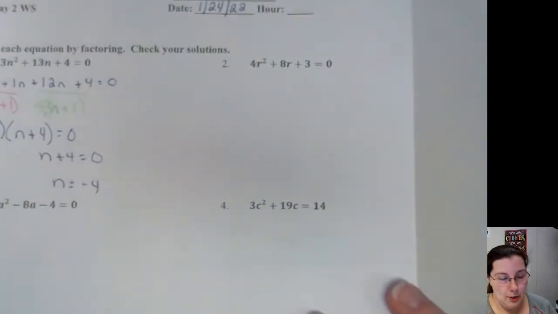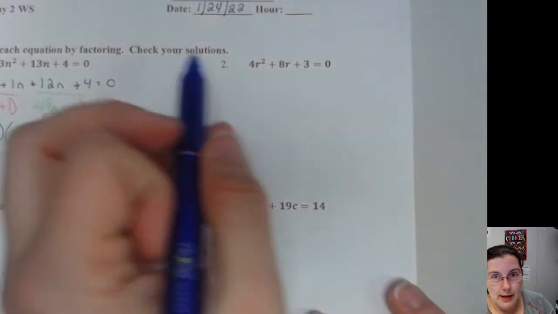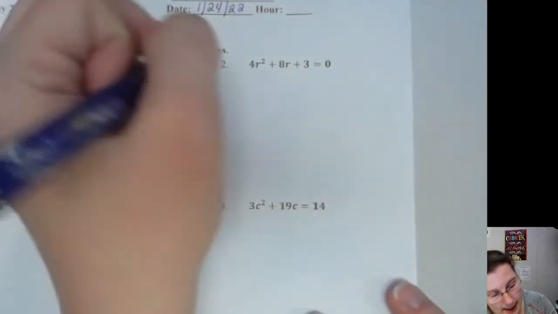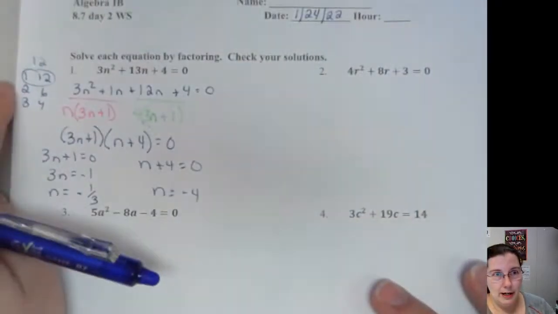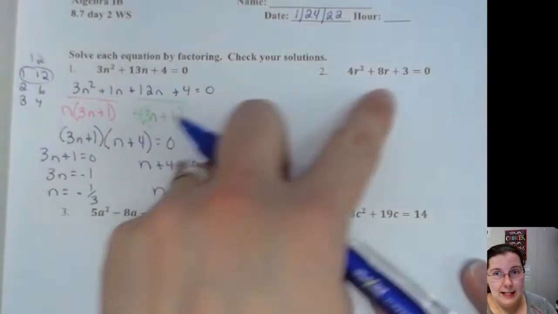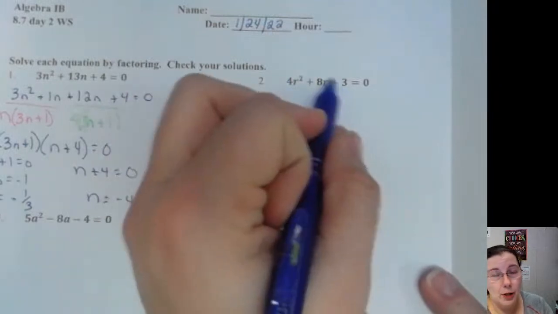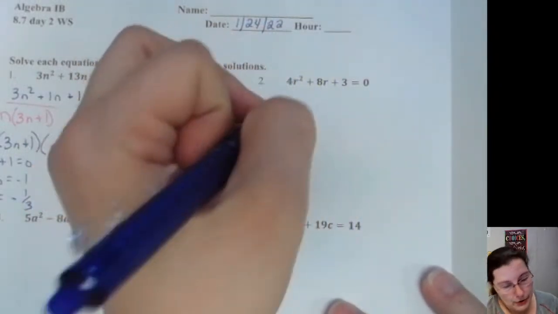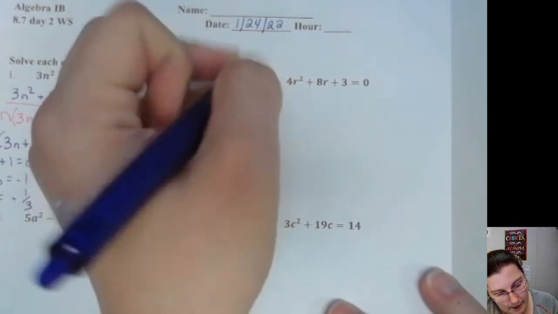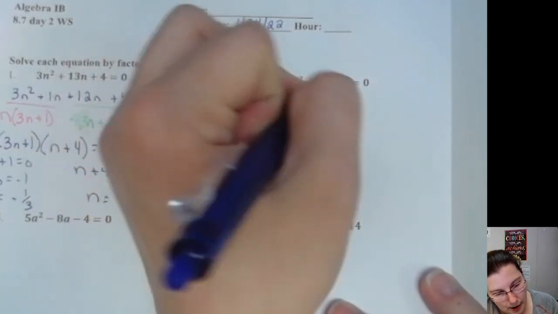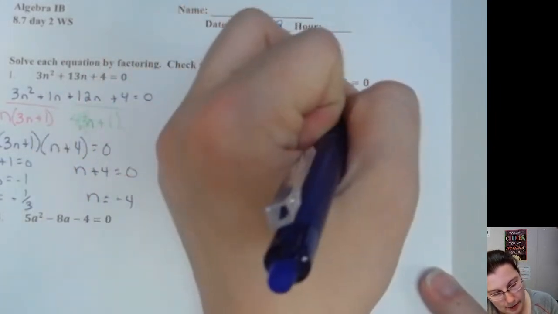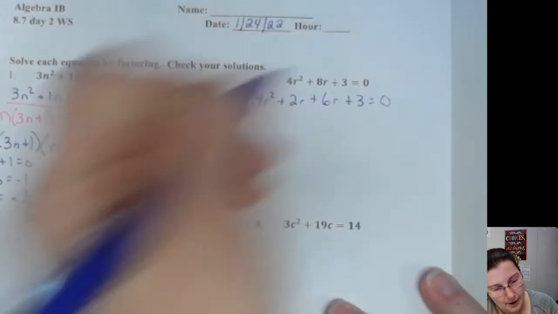All right, looking at number 2. When we do this one, again, multiplying my a and my c is going to give me 12 again. So I'm going to just look over here at these factors. And I have to get to 8. So the only way I can get to 8 is using 2 and 6. Again, everything's plus, so I know I'm going to be adding here. So I'm going to keep that 4r squared plus 2r plus 6r plus 3 equals 0.